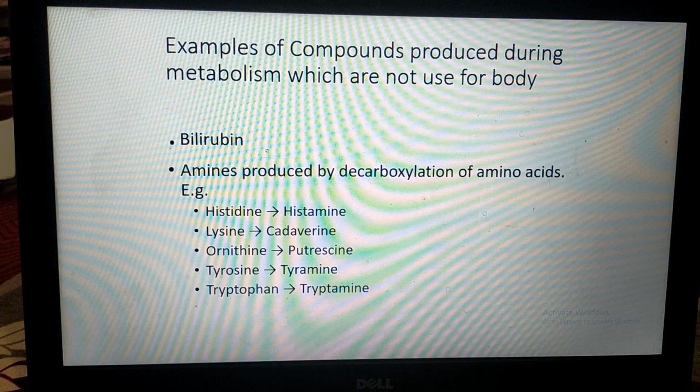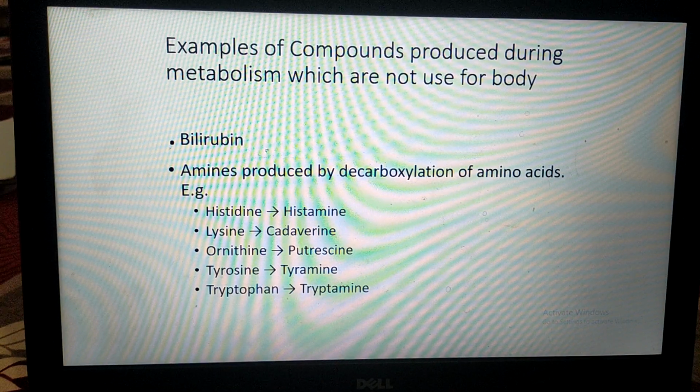So bilirubin is converted into bilirubin monoglucuronide and diglucuronide, and then it is excreted into the bile. Similarly, the amino acids present in our body, after their decarboxylation, form corresponding amines. For example, histidine is converted to histamine, lysine to cadaverine, ornithine to putrescine, tyrosine to tyramine, and tryptophan to tryptamine. All these are called amines, and these amines are also harmful for our body and they should be removed from the body.